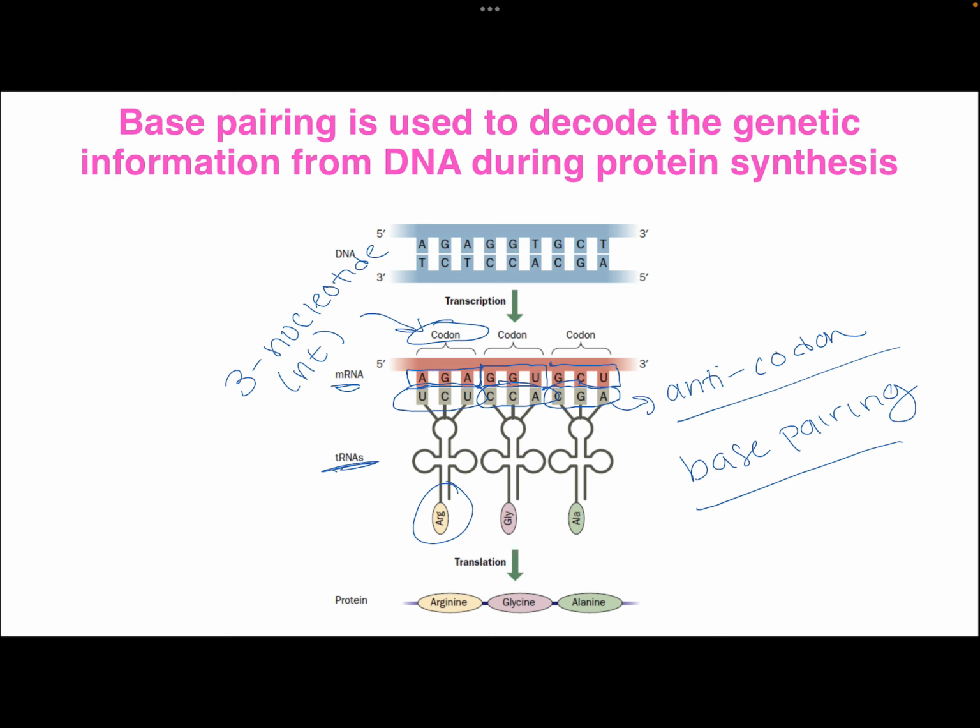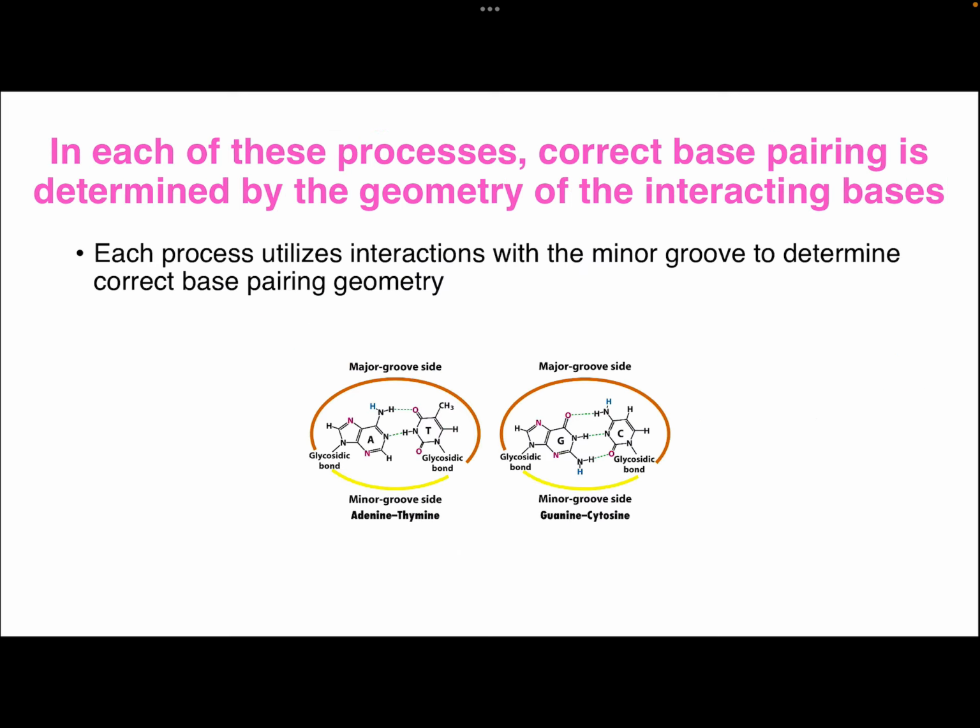But what is actually happening? How does the cell know that the correct base pairing interaction is happening? It's actually the same in all 3 of these cases. What it comes down to is that each of these processes has a protein or an RNA molecule that is able to interact with that minor groove on the DNA, mRNA, tRNA to determine correct base pairing geometry.